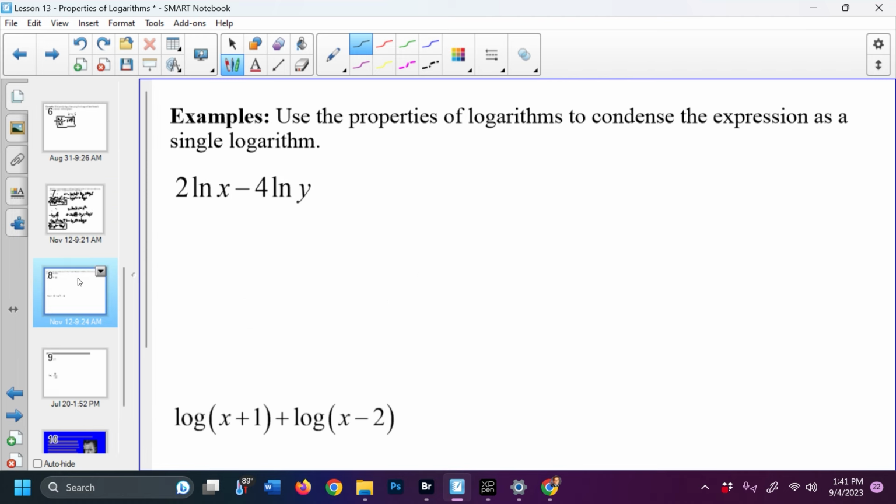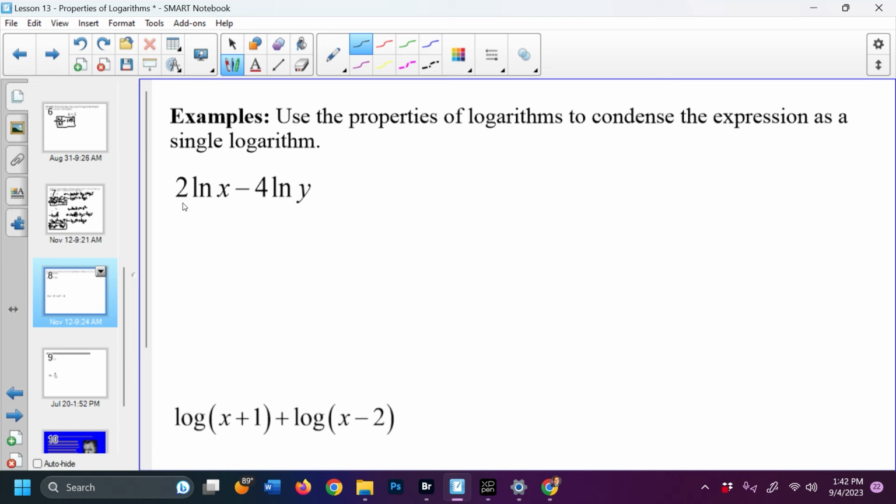In these next two examples, we are condensing the logarithms, and so we're basically doing the opposite of what we did in the last two exercises. So we're going to take multiple logarithms with constant multiples and we are going to push them together using the rules. So we're going to work backwards.